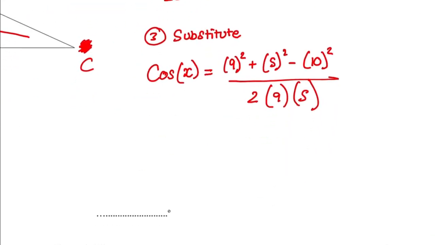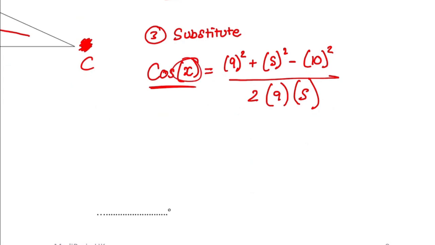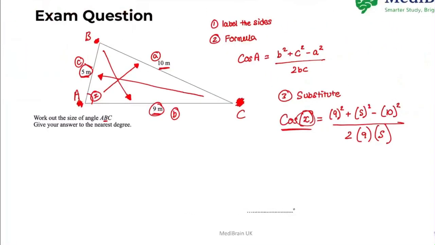Now, if you have a look at this question, we don't want cos x, we just want x. So we're going to rearrange, we're going to find the inverse cos of the other side. So we're going to have x equals inverse cos, shift cos, cos to the power of minus 1 of everything on the other side. So we're going to have 9 squared plus 5 squared minus 10 squared over 2 times 9 times 5. Close your brackets.